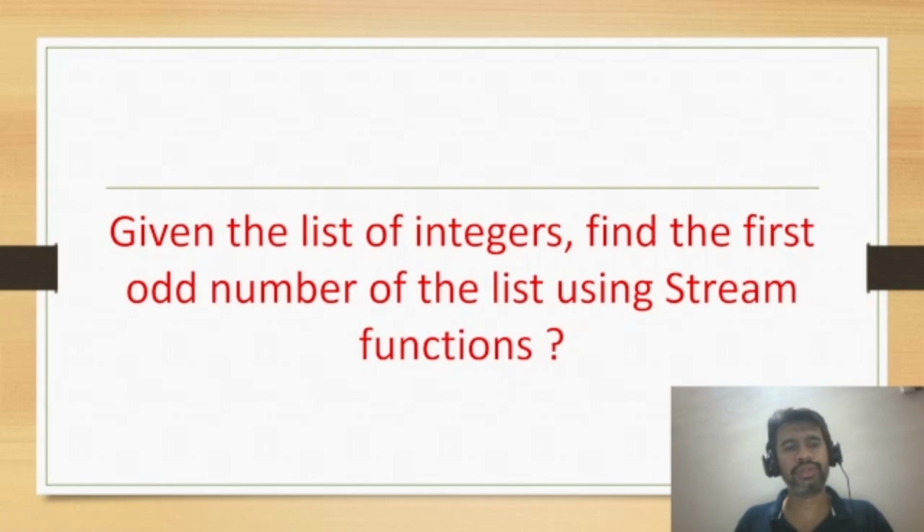Let's move on to the next question. So the next question is we are given a list of integers. We have to find the first odd number of the list and print the result, and we have to use the stream functionality. So the requirement is very simple. In the given list of integers, we have to find the first odd number, and we have to print the result. Let's see how to do it.